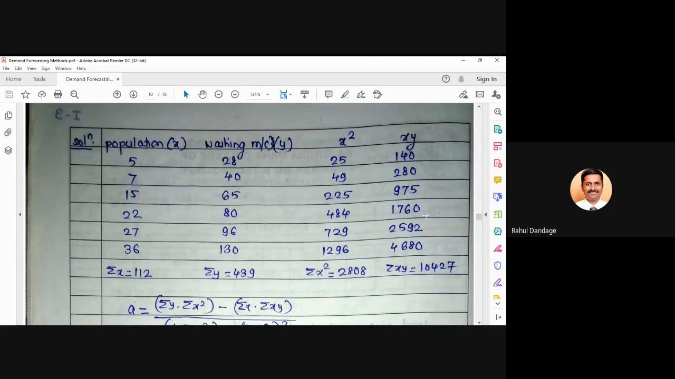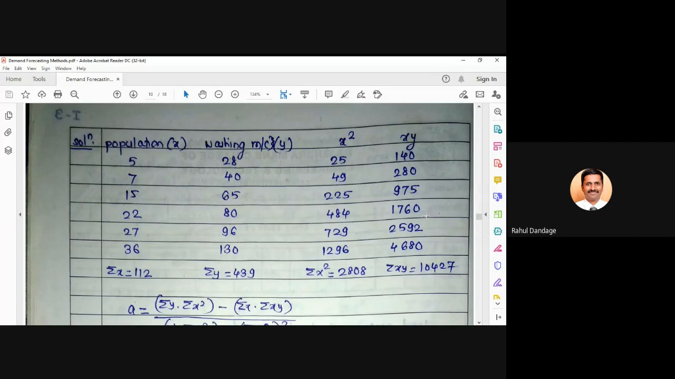As the population is increasing, the number of washing machines demanded is increasing. It is not vice versa. It is not like if more washing machines are required then the population is more. Population is the base. Population is high, so the corresponding demand for washing machines will be high. So 5, 7, 15, 22, 27, 36, that is the value of X. And the dependent variable, the demand for washing machines, is assigned the value Y. It is 28, 40, 65, 80, 96, 130.